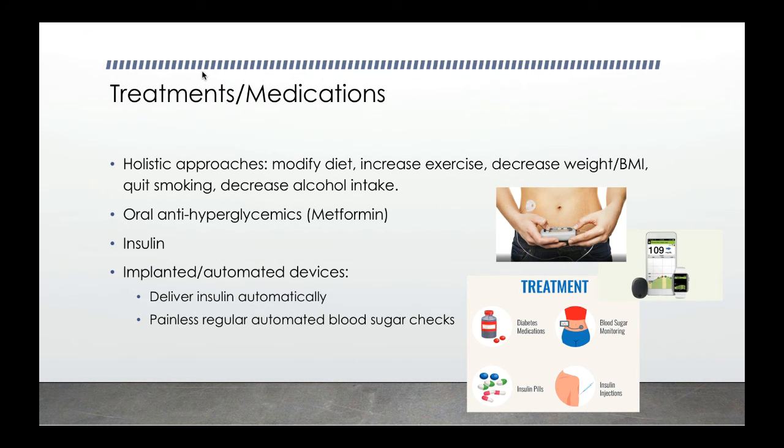The treatments, we have holistic approaches, which include modifying diet, increasing exercise, decreasing weight and BMI, quitting smoking, and decreasing alcohol intake. This can have a substantial effect on type 2 diabetes if it's newly diagnosed. Typically, the sooner that you start changing your habits, the more of an increased chance you have of reversing the diagnosis. The longer that you wait, the more non-adherent you are, the less likely you will be able to change your diagnosis.